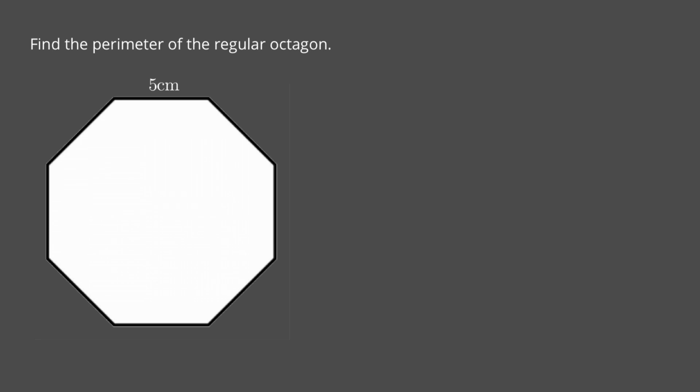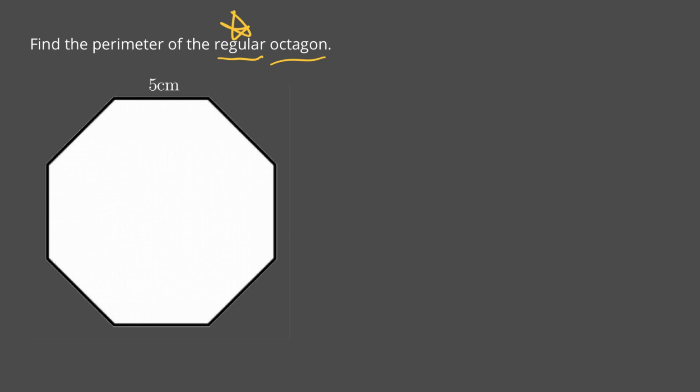Today we are going to learn how to find the perimeter of a polygon. For the first problem, we are looking at a regular octagon. Some things that are important here are the words regular and octagon. With octagons, that tells us we have 8 sides. But the fact that they called it a regular octagon means that all of the sides are the same.